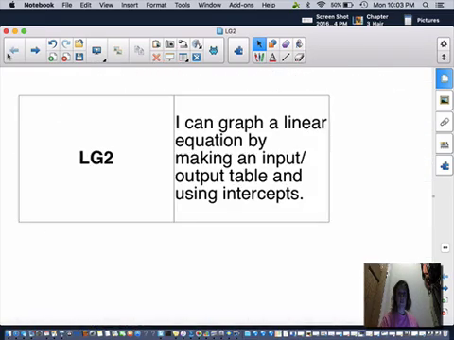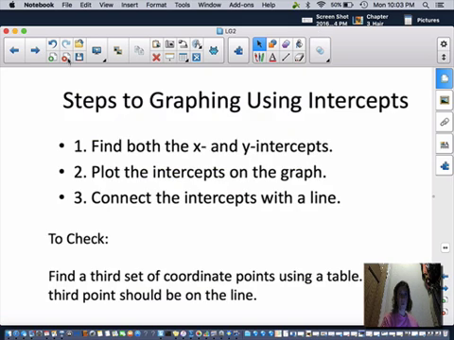Alright, this podcast is LG2. I can graph a linear equation by making an input and output table and also using intercepts. Okay, so we are going to start with graphing by using intercepts.